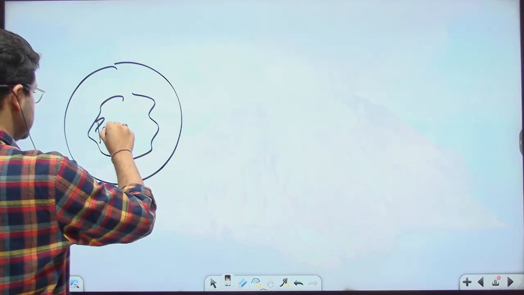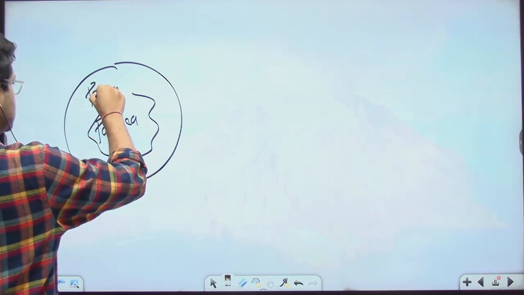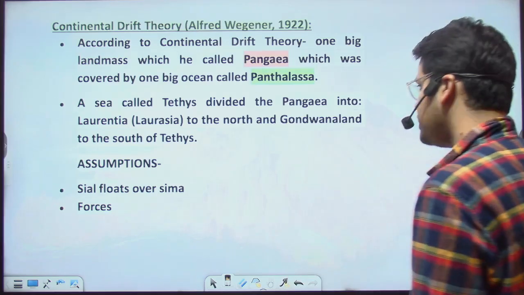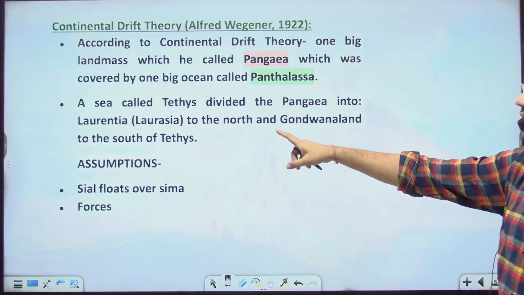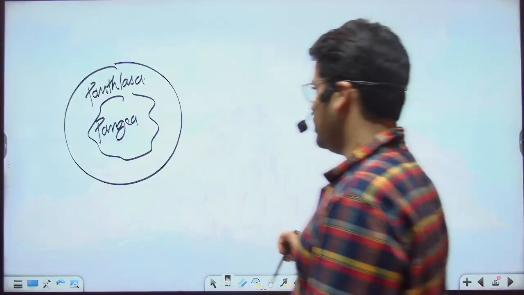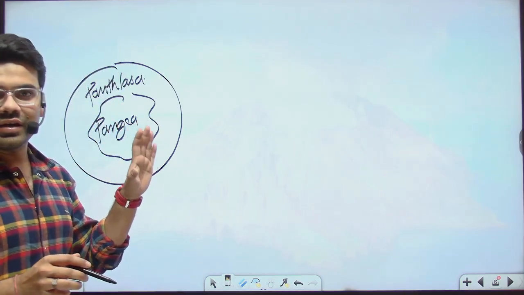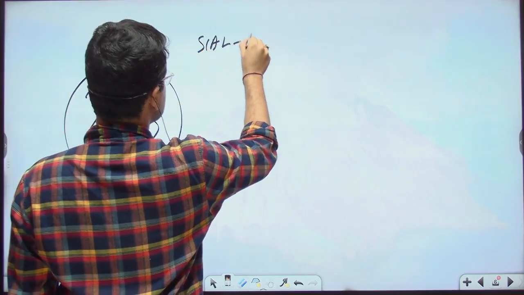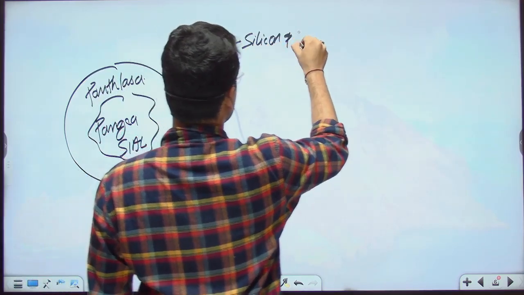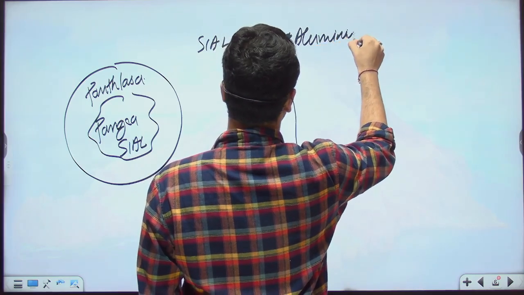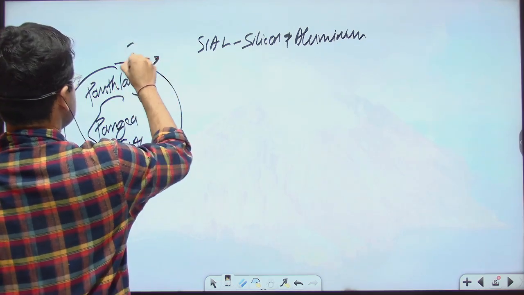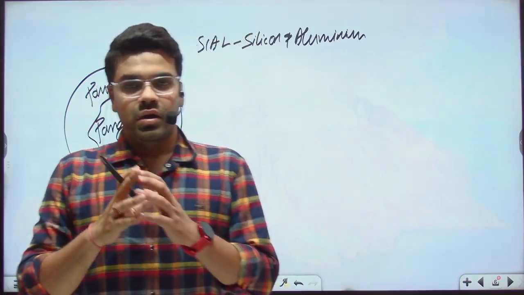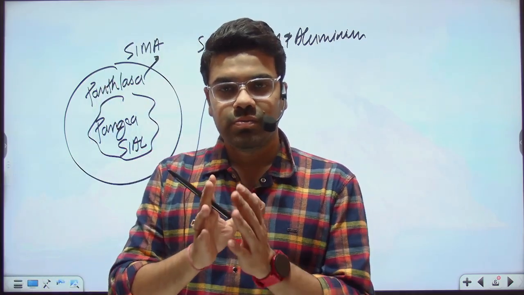Okay, this is Pangaea, the supercontinent, and this is Panthalassa. What's happening here? As you can see, he made certain assumptions. He said Pangaea, which is a continental landmass, is made up of Sial. What is Sial? Sial stands for silicon and aluminium. And the water body Panthalassa, its base is made up of Sima, that is silicon and magnesium. He always said that the oceanic plate, the ocean bottom, is much denser.